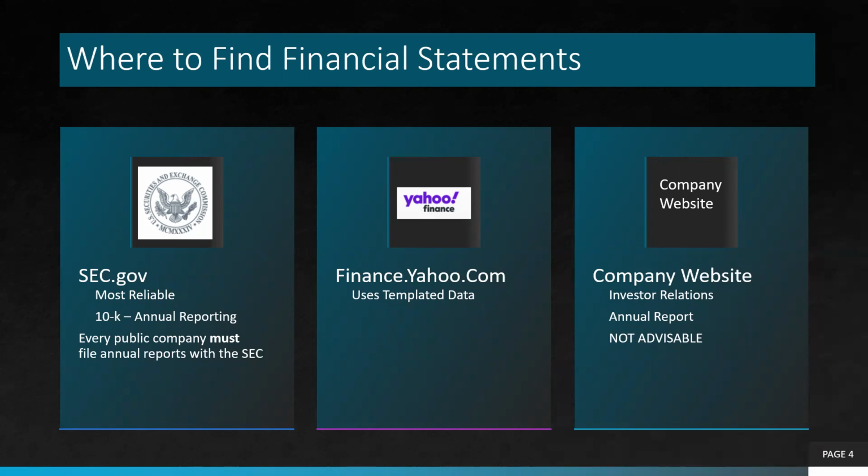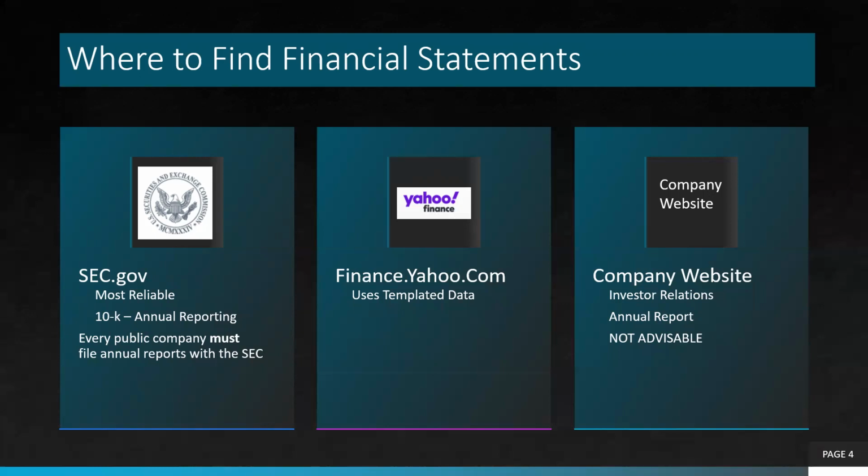You can also go to finance.yahoo.com, and there's a section where you can select financials, and then you can look at the income statement, balance sheet, and the cash flow statement. The problem with finance.yahoo.com is, it is accurate, however, Yahoo uses templated data. So if you're looking at the information from SEC.gov, the numbers won't look like they add up the way finance.yahoo.com has it, because it uses these templates, and they'll sometimes take various categories and lump them into one category.